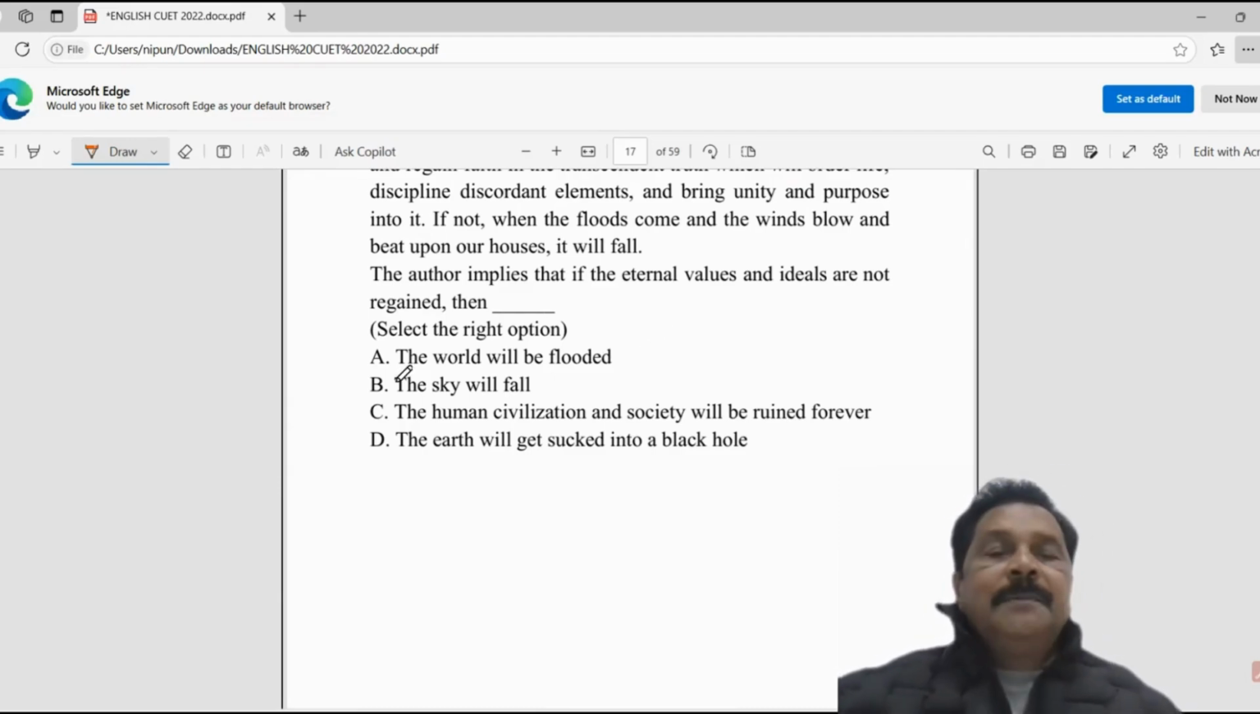Number one, the world will be flooded. Second, the sky will fall. Third, the human civilization and society will be ruined forever. And last, the earth will get sucked into a black hole. And the correct answer is C.